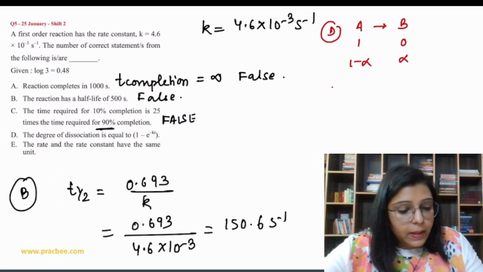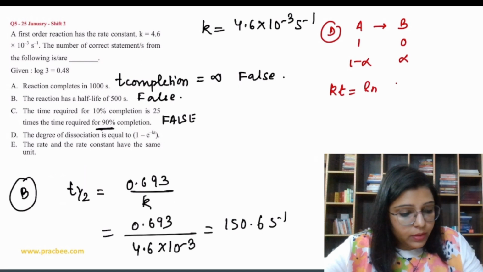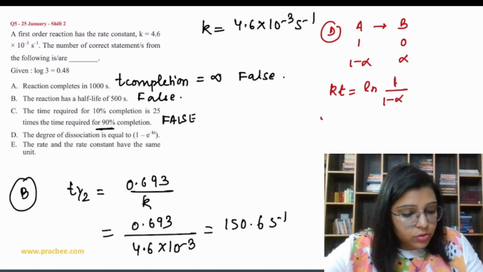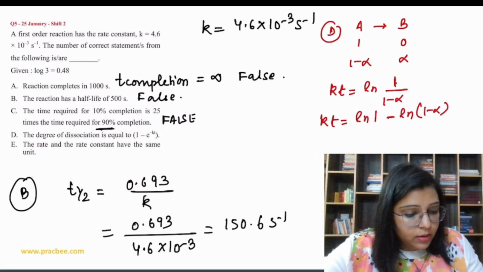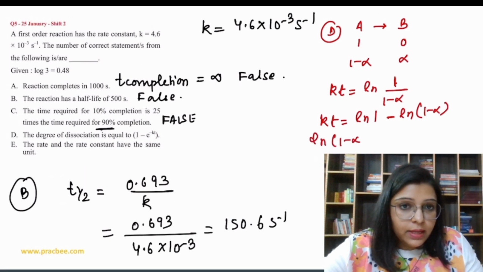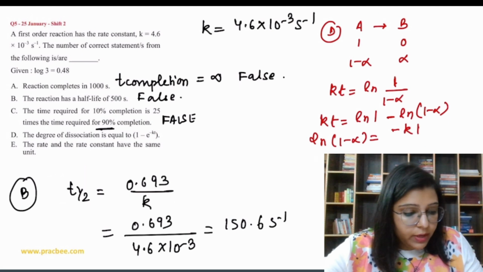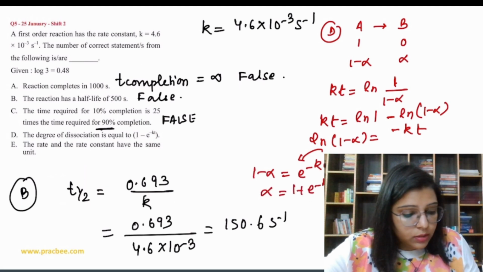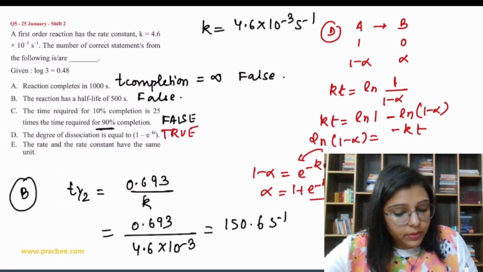how to solve this. KT is equal to ln initial, which is 1, and then 1 minus alpha. So KT is equal to ln 1 minus ln (1 minus alpha). So ln (1 minus alpha) is equal to minus KT. So 1 minus alpha is equal to e to the power minus KT, and alpha is equal to 1 minus e to the power minus KT. So that is true. Perfect.